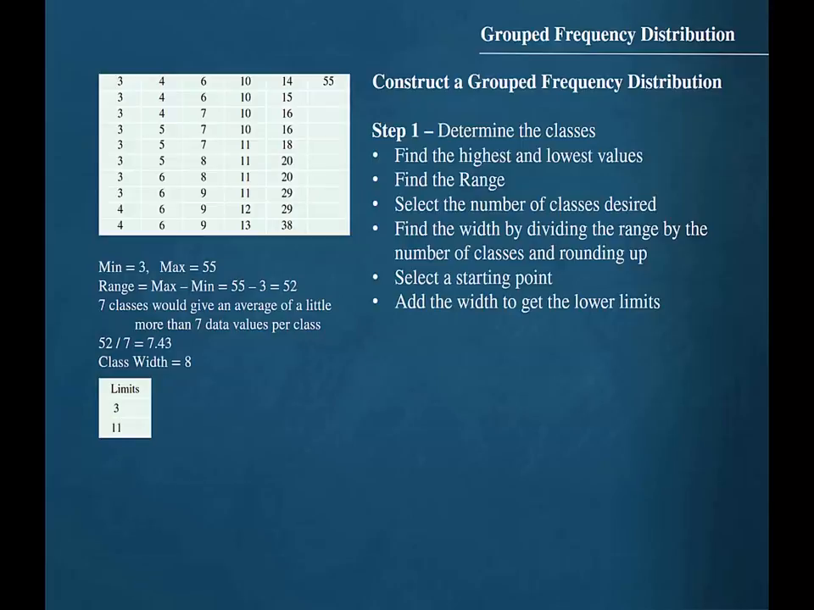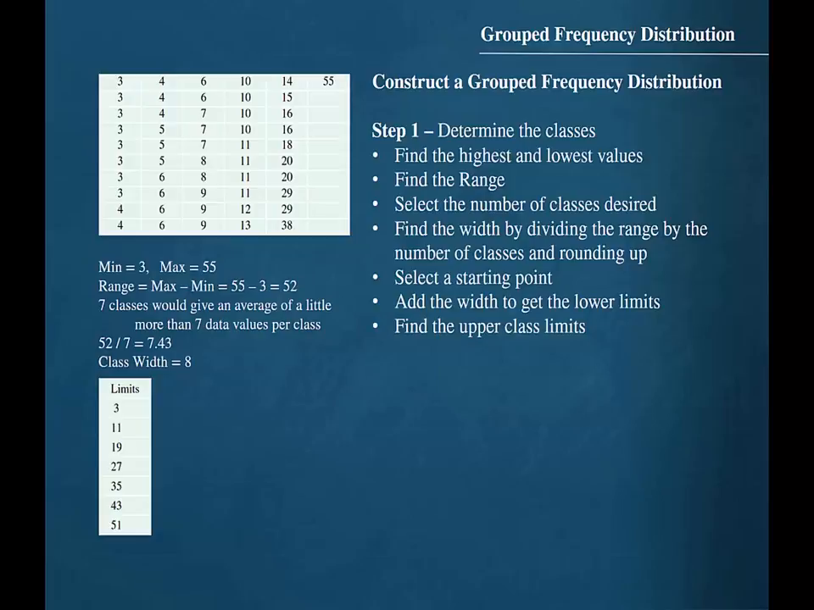Adding 8 to 3, we get 11 for the lower limit of the next class. Adding 8 again, we get 19 for the lower limit of the third class. We continue this process until we have lower limits for 7 classes.